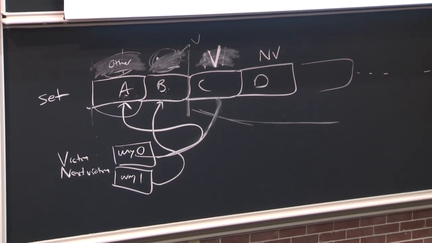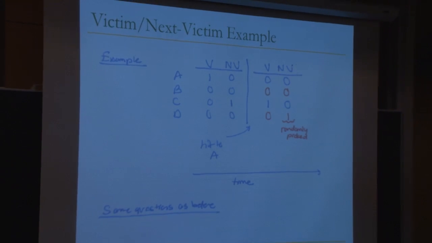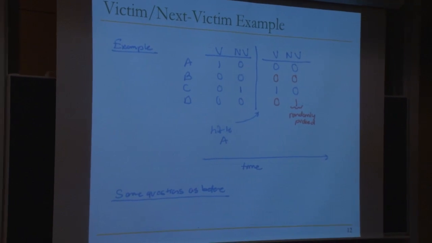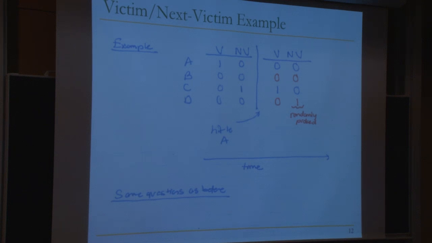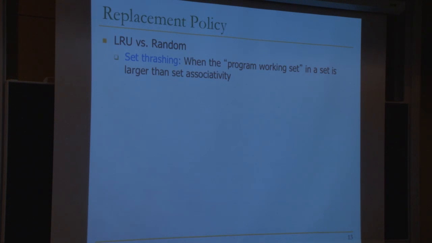OK, and you can have the same questions I asked you before. You can look at the earlier lecture. When does this policy perform better than LRU? When does this policy perform worse than LRU? And can you make this better? OK. Any questions?